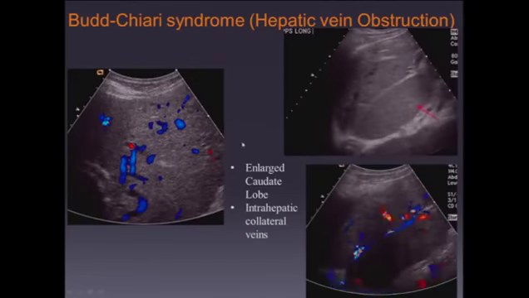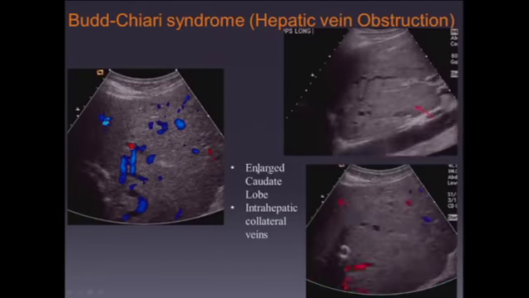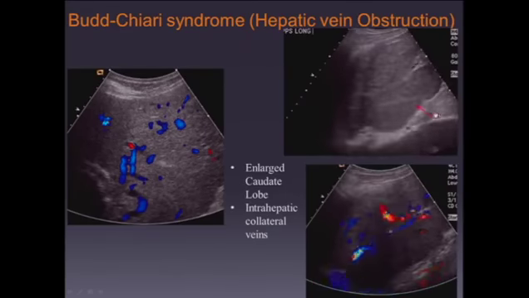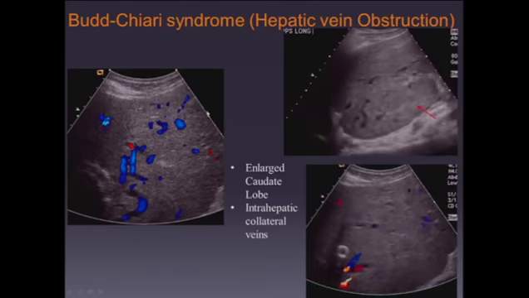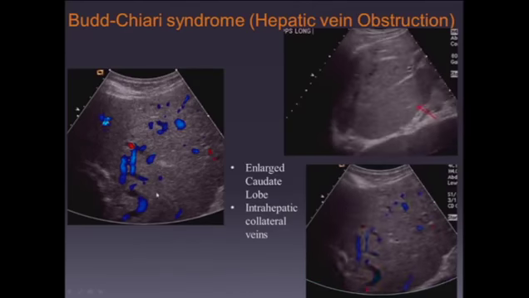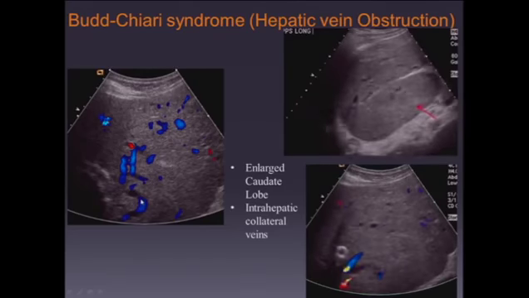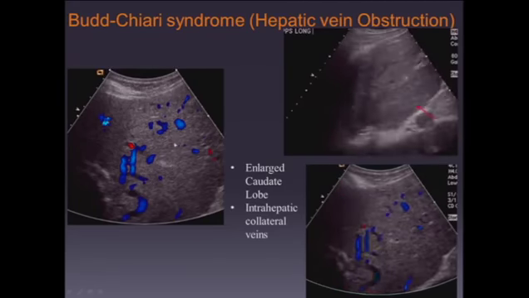So the liver is enlarged, specifically the caudate lobe, and there are multiple intrahepatic collateral veins that do not follow a normal anatomical course, running from the surface of the liver peripherally towards the IVC, and they will appear blue.